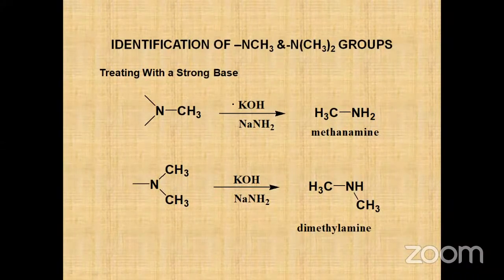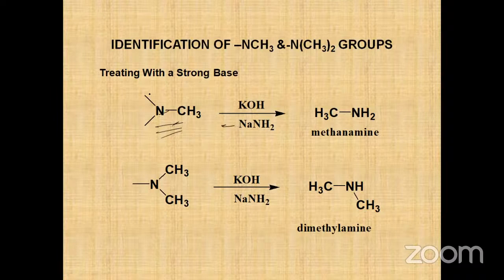Right? Identification of N-CH3 and N,N-dimethyl amine groups: the N-methyl group, methylamine group, and N,N-dimethyl amine group are treated with a strong base. Look here. This is the N-methylamine fragment present in the natural product. It is treated with potassium hydroxide in the presence of sodamide. That is the formation of a primary methanamine in general. What happens whenever it is treated with potassium hydroxide and sodamide?